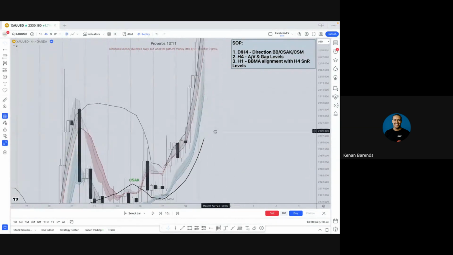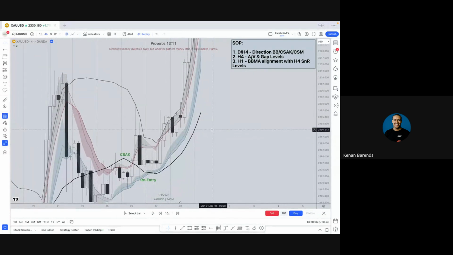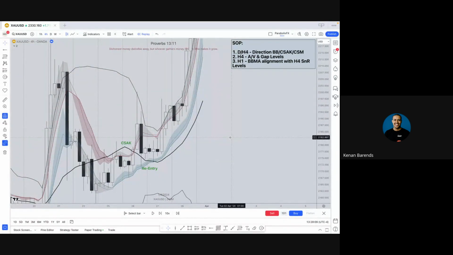If so, we are bullish. The second one we use is CSM, candlestick momentum. CSM is the first time price closes outside the upper Bollinger Band in a bullish environment. When this candle closes outside the upper Bollinger Band, it indicates we are continuing to the upside, and we then look for a pullback to the lower moving averages for a re-entry again.